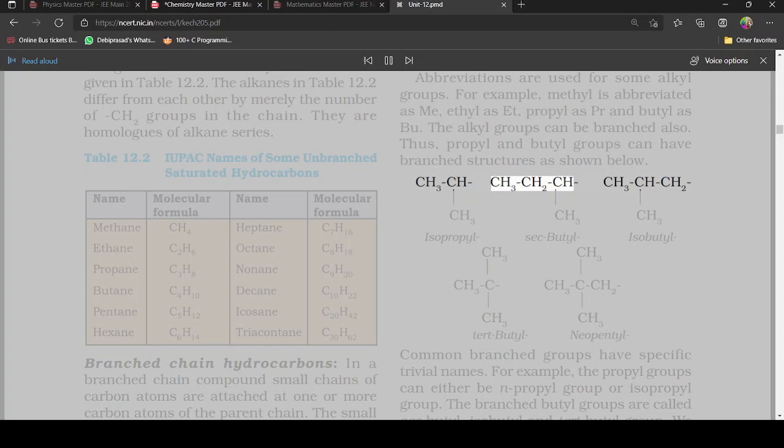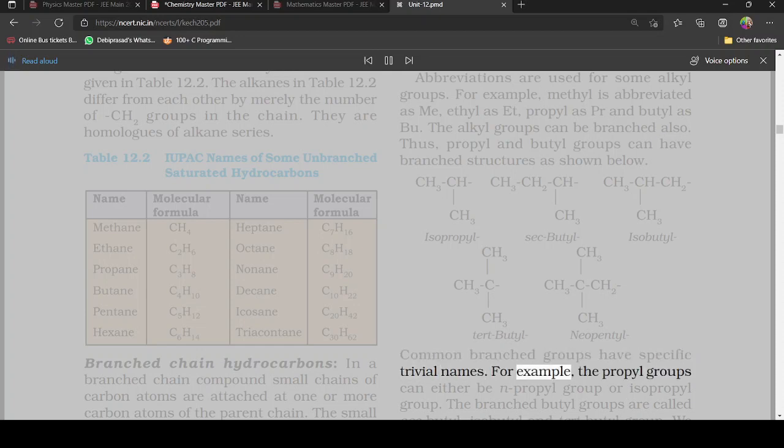Isopropyl, sec-butyl, isobutyl, tert-butyl, neopentyl. Common branched groups have specific trivial names.